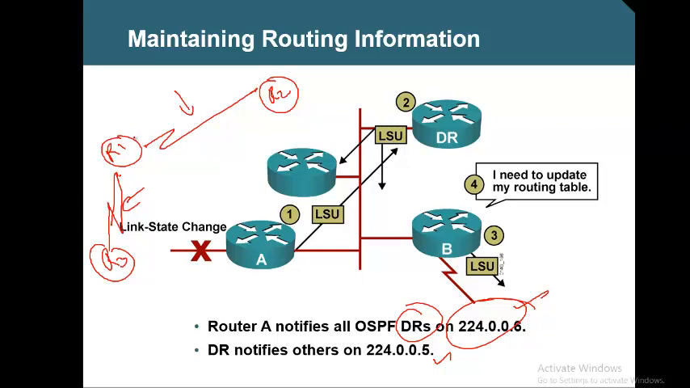When R1 wants to send an update in this direction, it will use 224.0.0.5. Likewise, this also will use .5. So the only one that will receive the update sent in this direction is R2. No one else is possible. Likewise, anything sent in this direction is received only by R3. No one else can receive it.